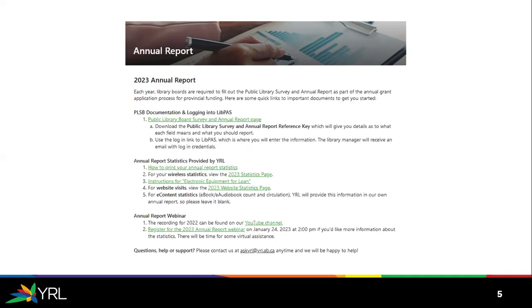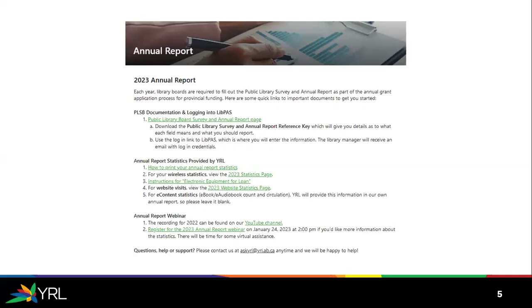Below that, we have the annual report statistics provided by YRL. So the first one there is instructions on printing your annual report from Polaris. And this can be done at any time from the Polaris reports section. So the instructions are there, but we'll run it at the end as well just to show you how.